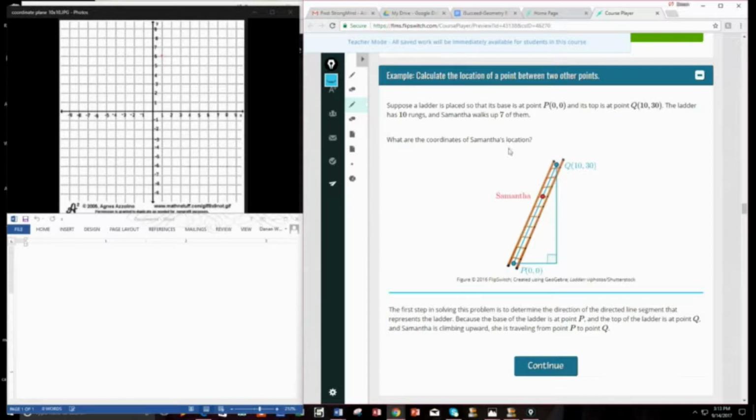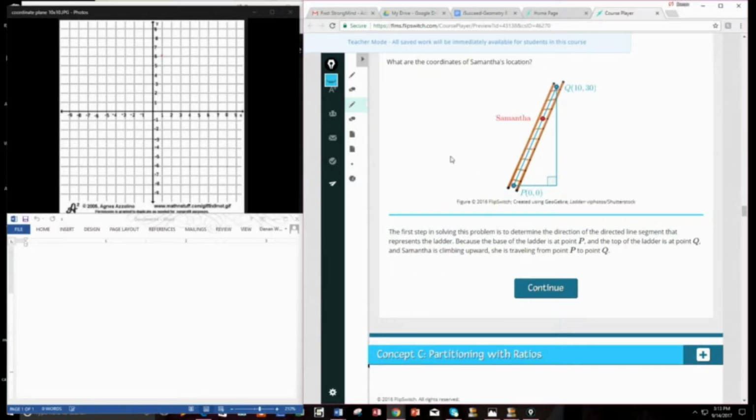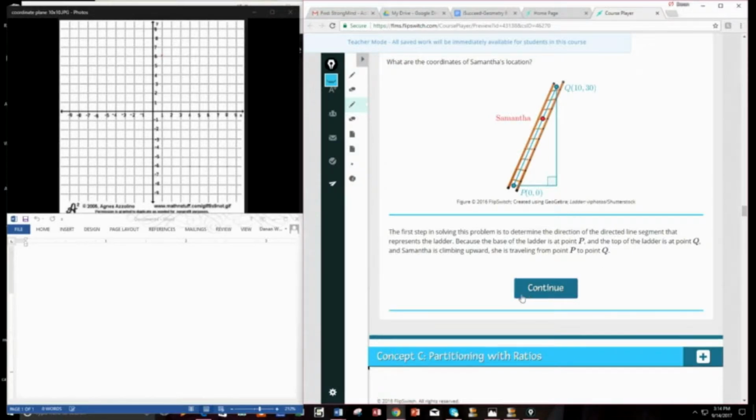Before I read anything else, I'm thinking, alright, it has 10 rungs, so there's going to be 10 sections, and she walked up 7 of them. So she walked up 7/10 of the ladder. The first step in solving this problem is to determine the direction of the directed line segment that represents the ladder, because the base of the ladder is point P, which is at the bottom on the ground, and the top of the ladder is at point Q, and Samantha's climbing upward. She is traveling from point P to point Q.